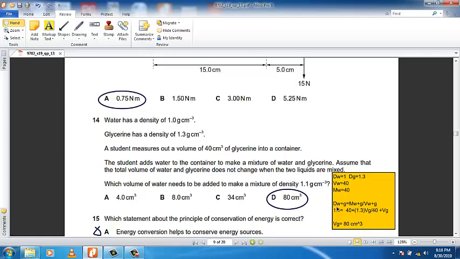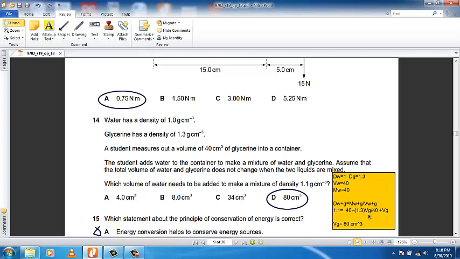That's the mass of water. So density equals mass of water plus glycerin divided by volume of water plus glycerin. So the density is 1.1, the mass is 40 plus 1.3 into the volume of glycerin. So density into volume, that's the density of glycerin into the volume of glycerin.